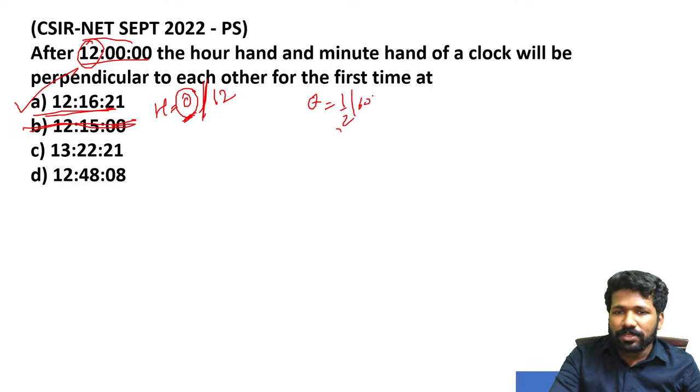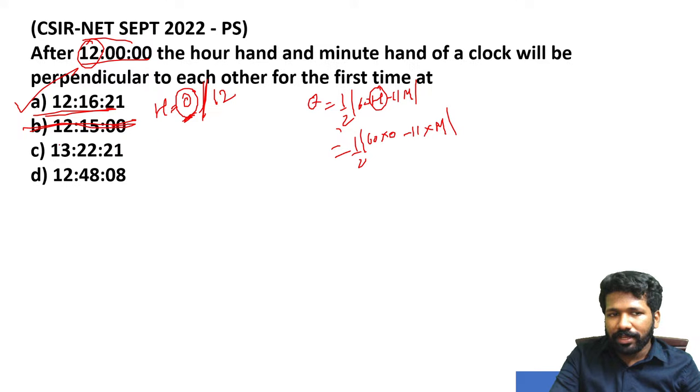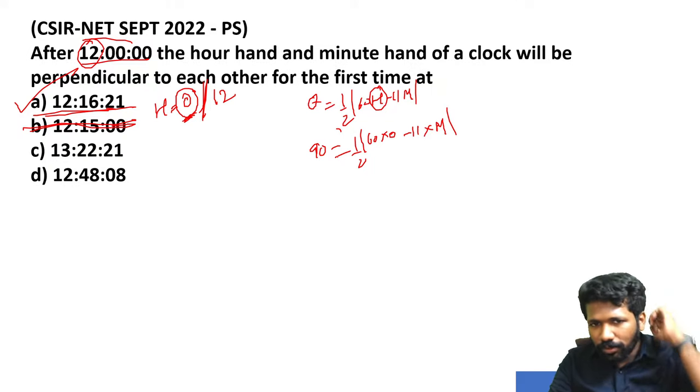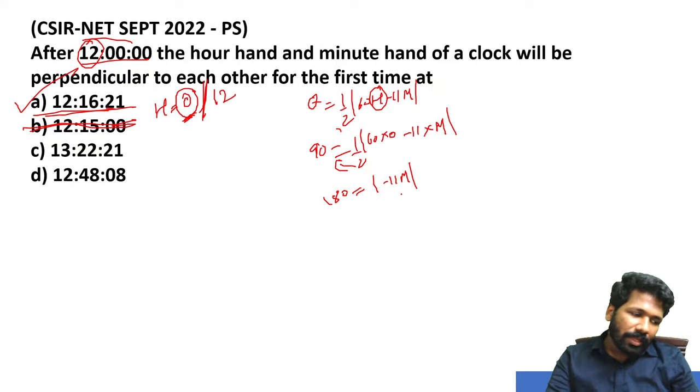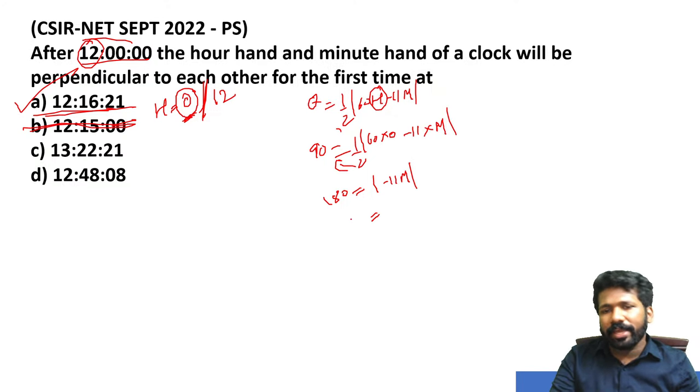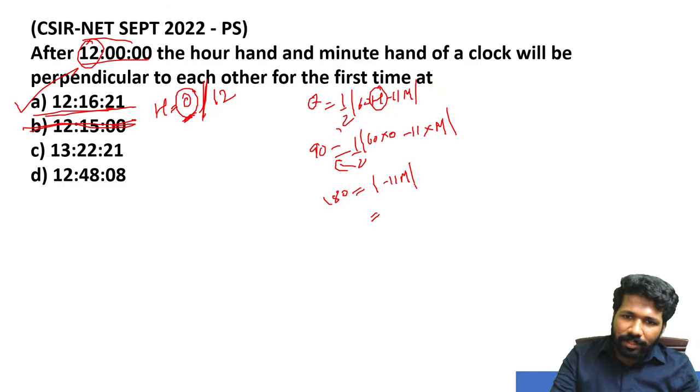Theta is equal to half into modulus of 60H minus 11M. That is the formula. Here, the hour hand value is 12 or 0. As I told, use 0, that is easier. 11 into M, the M value we don't know. That is what we need to find. Seconds is also there, but from minutes you can find seconds. The theta given is 90 degrees. Perpendicular means 90 degrees. So this you can solve. Cross multiplying, you will get 180 is equal to modulus of 0 minus 11M. There are two possibilities: minus into minus 11M gives plus 11M, or minus 11M itself. But minus 11M will give you a negative answer. Time cannot be negative. That is why you can avoid that.